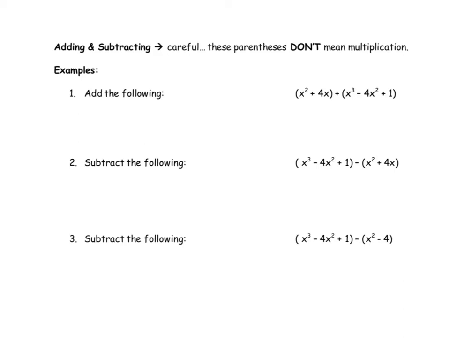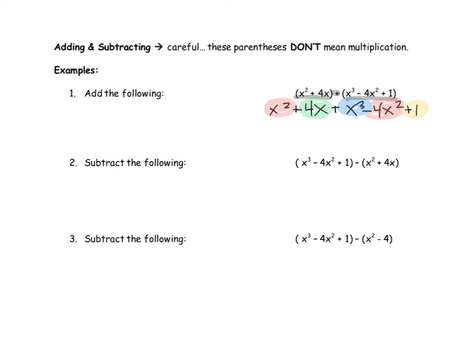Just be careful that since these parentheses aren't touching each other, that means that there's an operation. We are adding these terms and these terms together. So when we're adding, we really just need to write each of the terms separately. So I have x squared plus 4x plus x cubed minus 4x squared plus 1. And now we're just in a situation where we're combining our like terms. So I have an x squared and a minus 4x squared. I just have the 1x cubed, just the 4x, and just the one constant 1.